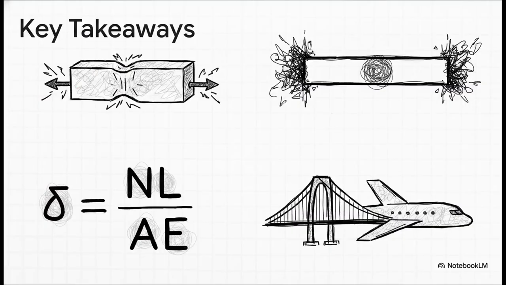So let's just recap the big takeaways, right? Stress is the force fighting back inside. Strain is the stretch you can see. St. Venant's principle is our get-out-of-jail-free card that lets us ignore the messy ends. With that simplification, the formula, delta equals NL over AE, gives us predictive superpowers. And this is the fundamental math that makes sure our bridges, our planes, and yeah, our oil rigs actually work.